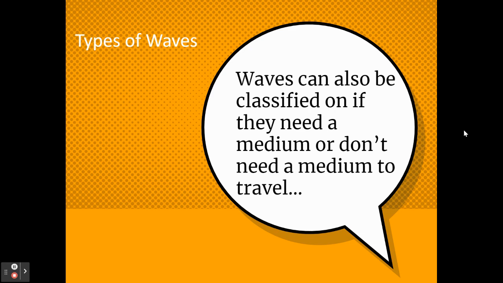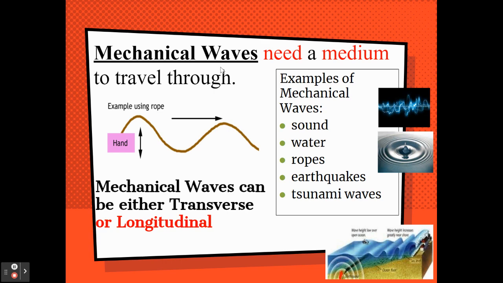All right, so waves can also be classified based off if they need a medium or don't need a medium to travel. A mechanical wave needs a medium in order to travel. Mechanical waves can either be transverse or longitudinal. Some examples are sound, water, rope, earthquakes, and tsunami waves. Go ahead and write down what's in red.